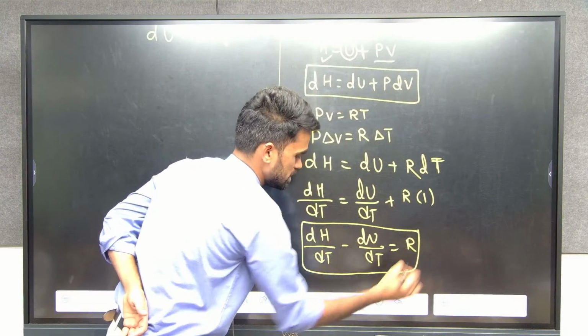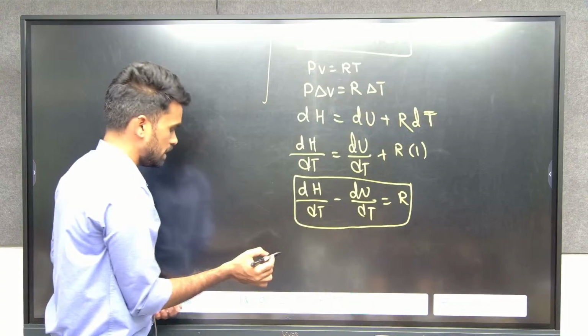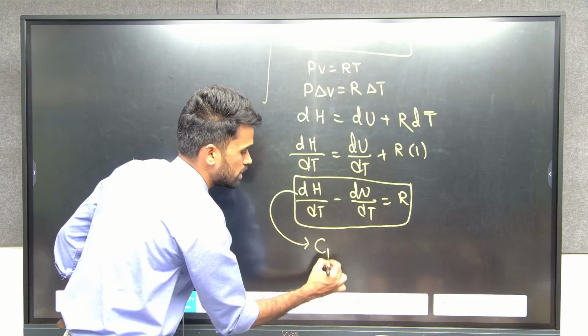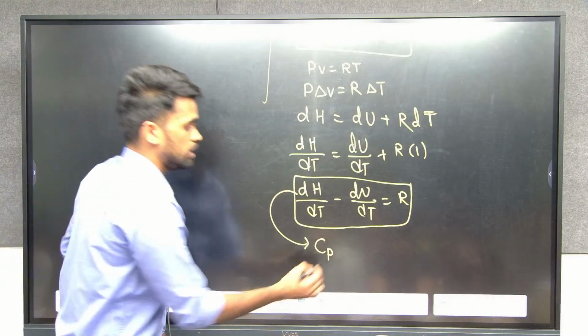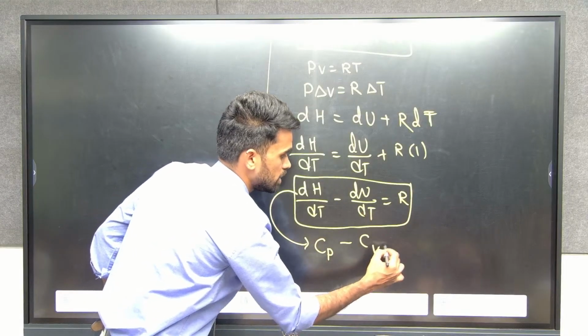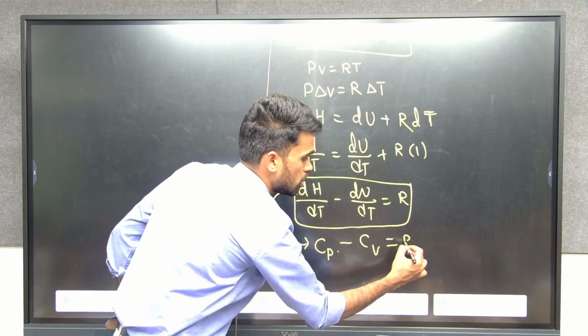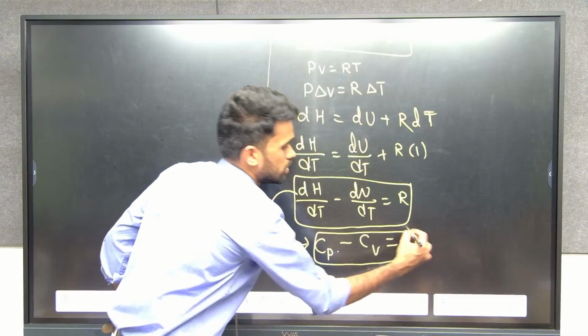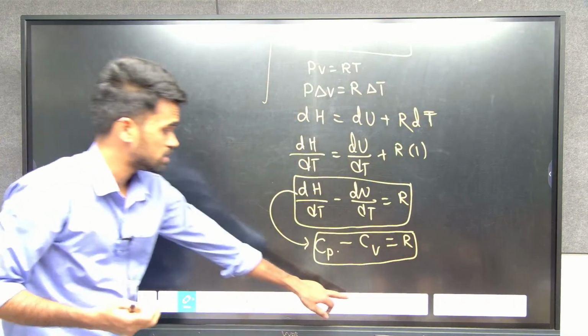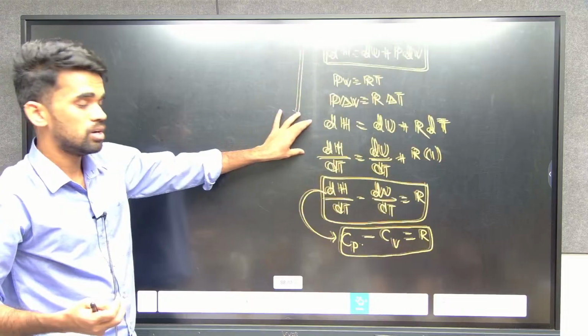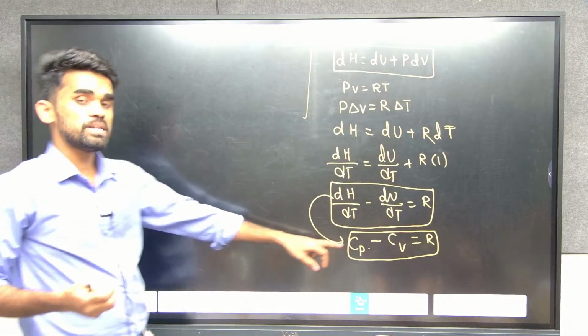Okay. So what is this? dH by dT is called Cp. Du by dT is called Cv. So Cp minus Cv equals R. I think you did this in your first year. Cp minus Cv equals R. Okay. So what is Cp by Cv called?